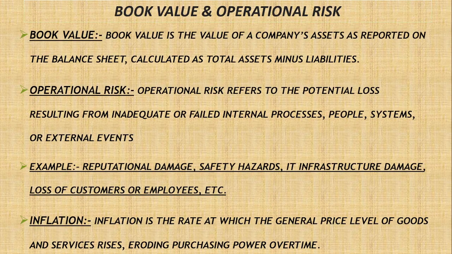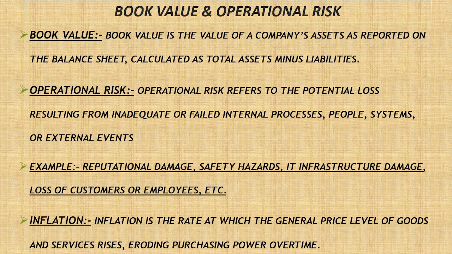Book value and operational risk. Book value. Book value is the value of a company's assets as reported on the balance sheet, calculated as total assets minus liabilities. Operational risk. Operational risk refers to the potential loss resulting from inadequate or failed internal processes, people, systems, or external events. Example: reputational damage, safety hazards, IT infrastructure damage, loss of customers or employees, etc.